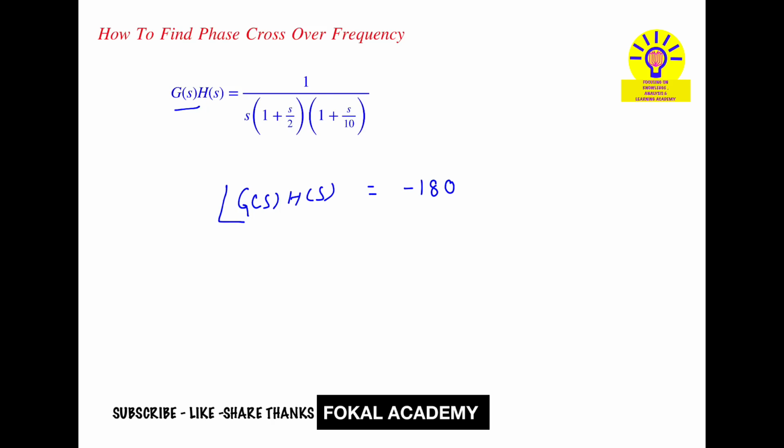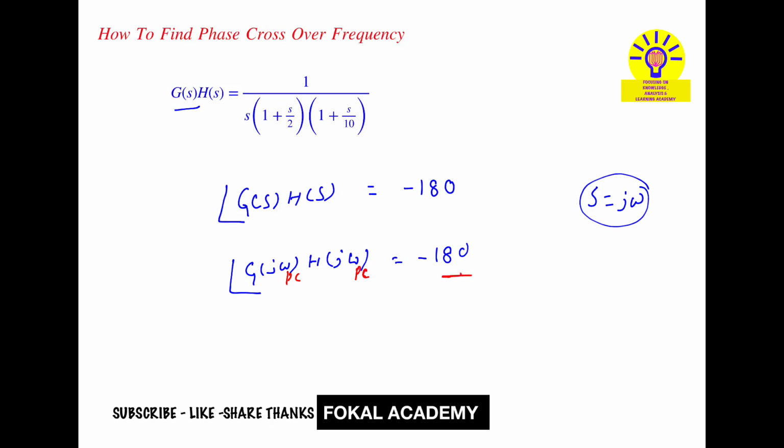So let's see here. Replace s with j omega: G(j omega) H(j omega). The phase angle is minus 180. So here the frequency is omega. At a certain frequency, the phase angle is minus 180. Let's consider that frequency as the phase crossover frequency, that is omega pc. At that frequency only we will get the phase angle of minus 180. So that frequency is called the phase crossover frequency.